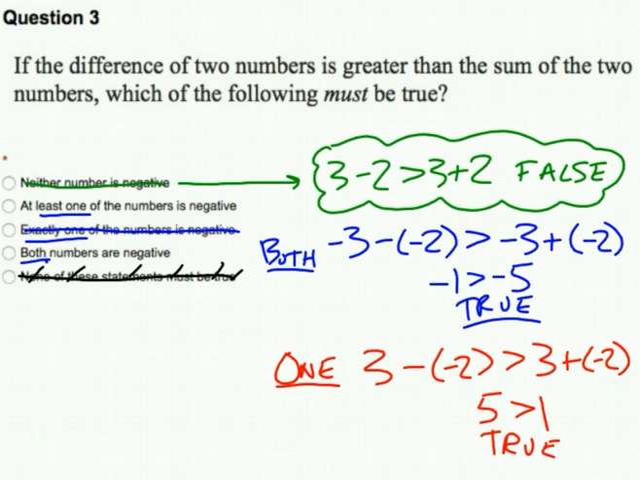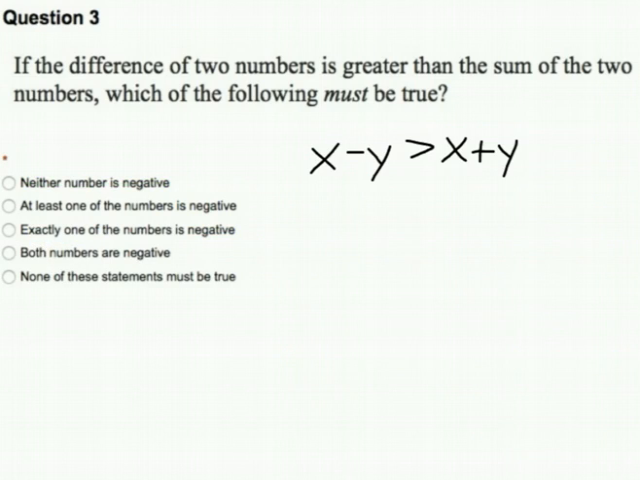5 is greater than 1, so it turns out that the answer is at least one of the numbers is negative. So try some different scenarios. Even if it fails once, we can remove that option. If it works, that doesn't mean it will always work, but the odds are pretty good in a question like this, especially with the way they asked about at least one negative, exactly one negative, or both negative, we would get that answer.